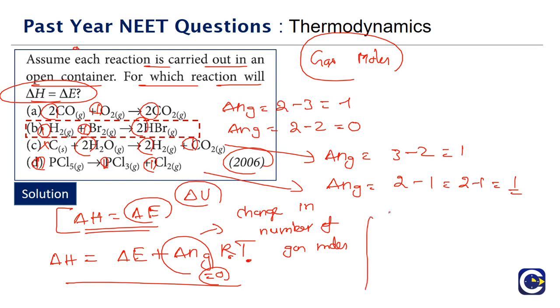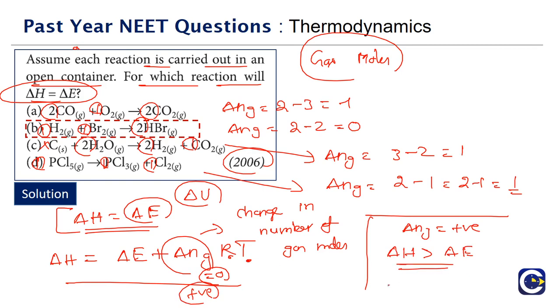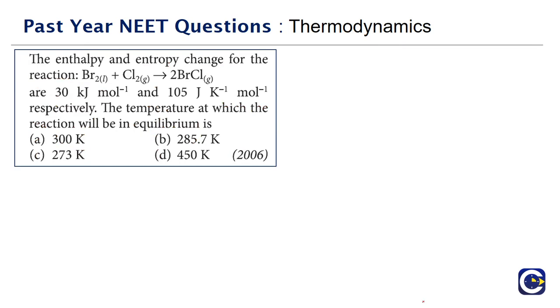So if del Ng is positive, you know what it means? Delta H value will be more than delta E, because we are adding something positive to delta E. That's why delta H will be more than delta E. If del Ng is negative, then delta H value will be less than delta E. Clear? Let's look at another question.